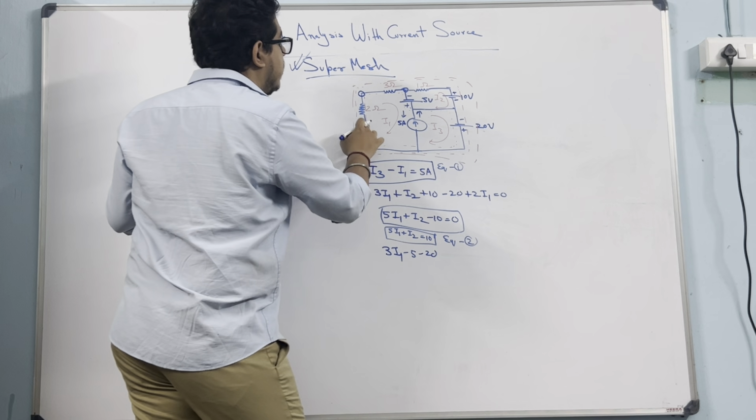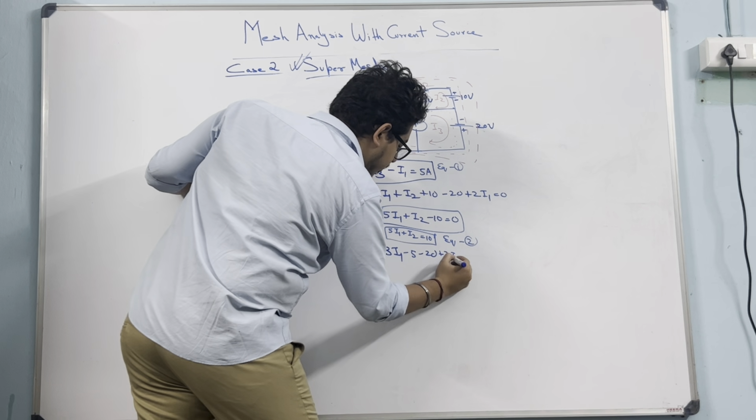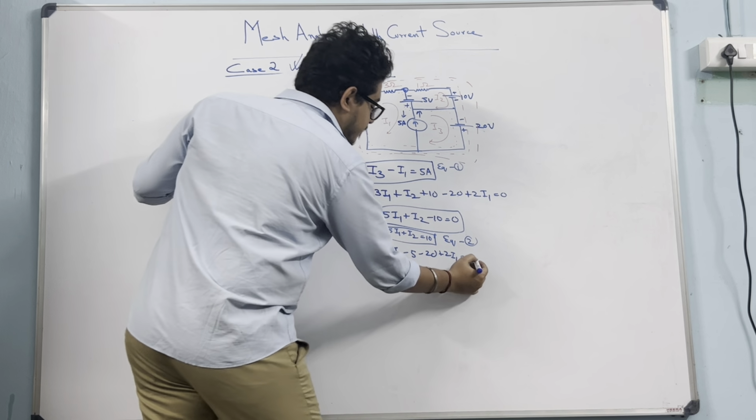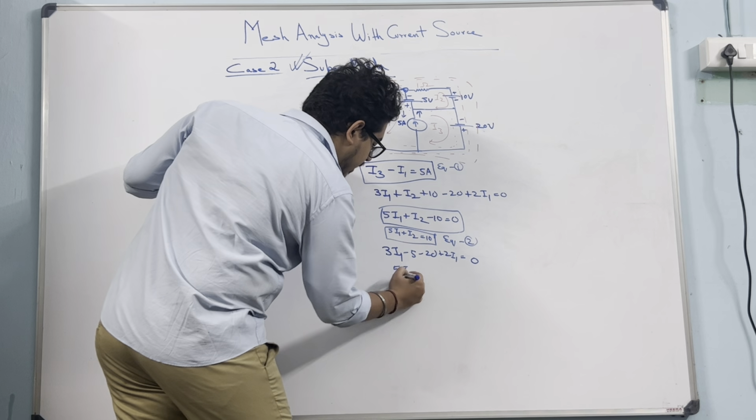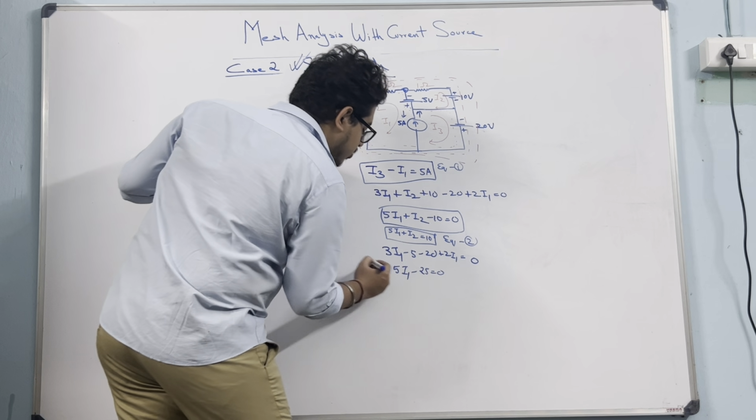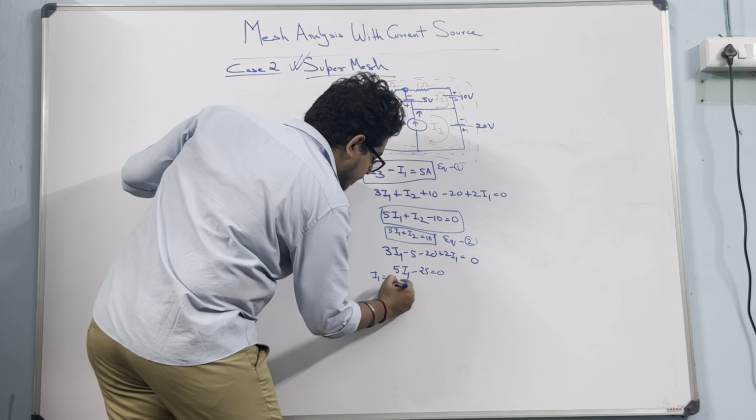Again I got 2i1. Okay. Plus 2i1 equal to 0. So here 5i1 minus 25 equal to 0. So from here I will get i1 equal to 5 amperes.